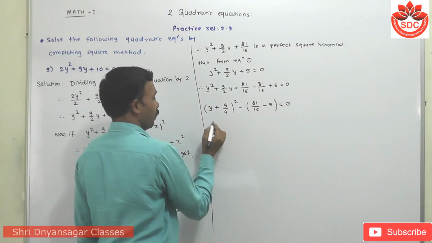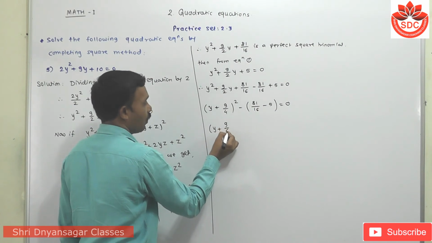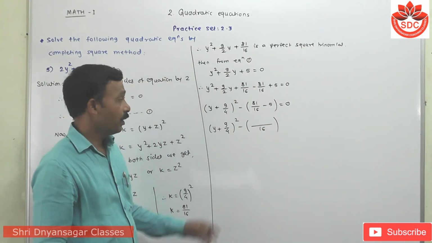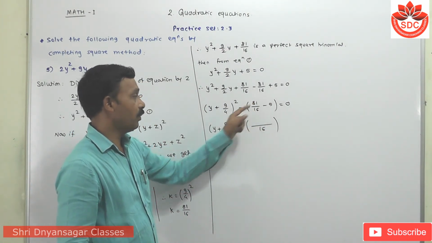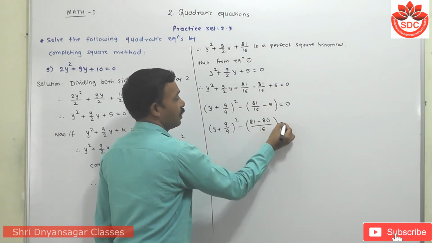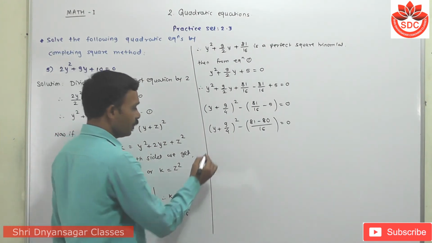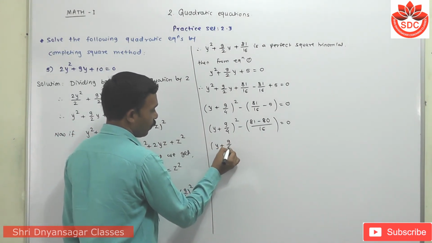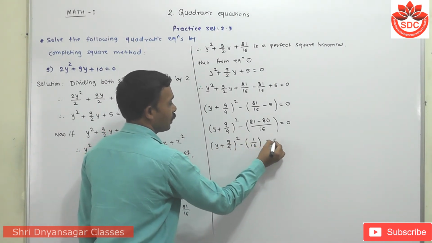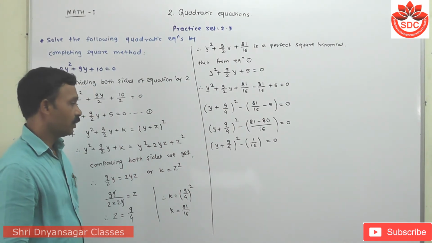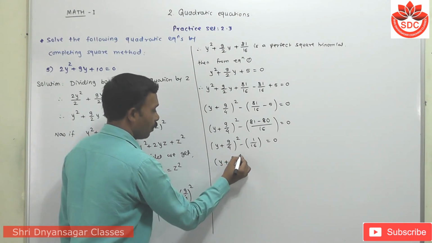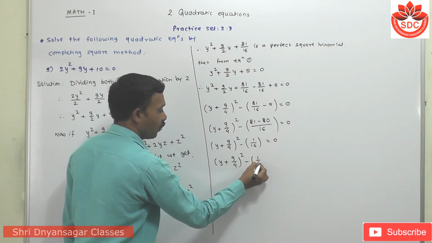Then take its LCM, meaning y plus 9 upon 4 bracket square minus, the LCM of this is 16. Here the denominator is 16, 1 into 81 is 81 minus 16 fives are 80, is equal to 0. Then y plus 9 upon 4 bracket square minus 1 upon 16 is equal to 0. This is the square of one number. Which one? y plus 9 upon 4 bracket square minus the square of 1 upon 4.